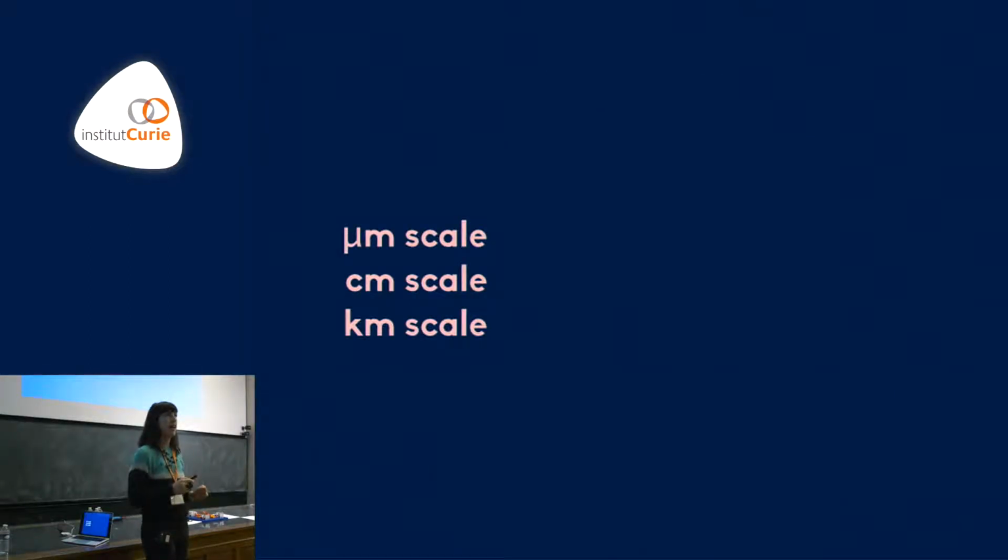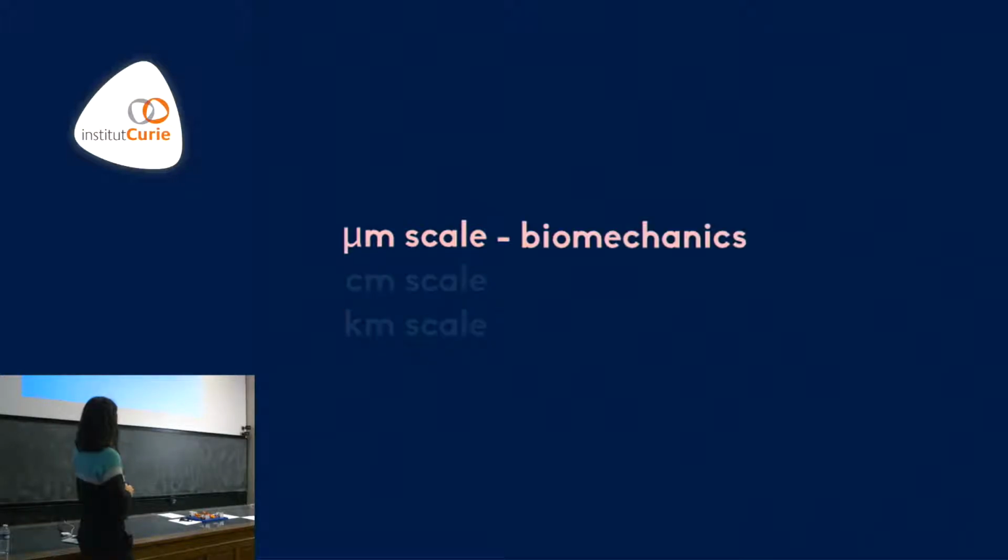So this is the outline, and there's 3 glimpses at different adaptations that fungi put in place to cover these 3 different scales. So the micron scale story is a story about biomechanics. Okay?